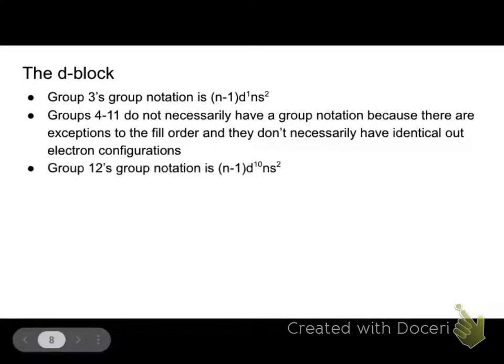And then group 12's notation, we have that d orbital all the way full, so this time it's d10. And then the s orbital is still full, so if we're looking at zinc, it would be 3d10, 4s2.